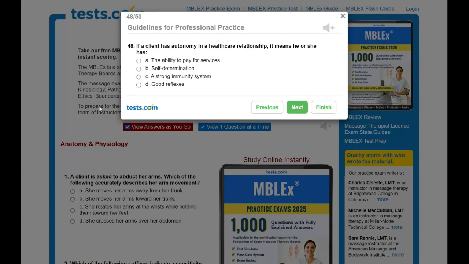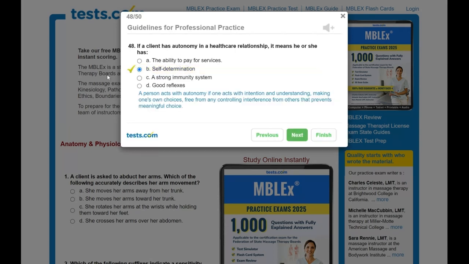Question 48. If a client has autonomy in a healthcare relationship, it means he or she has A. The ability to pay for services, B. Self-determination, C. A strong immunity system, D. Good reflexes. B. Self-determination. A person acts with autonomy if one acts with intention and understanding, making one's own choices free from any controlling interference from others that prevents meaningful choice.